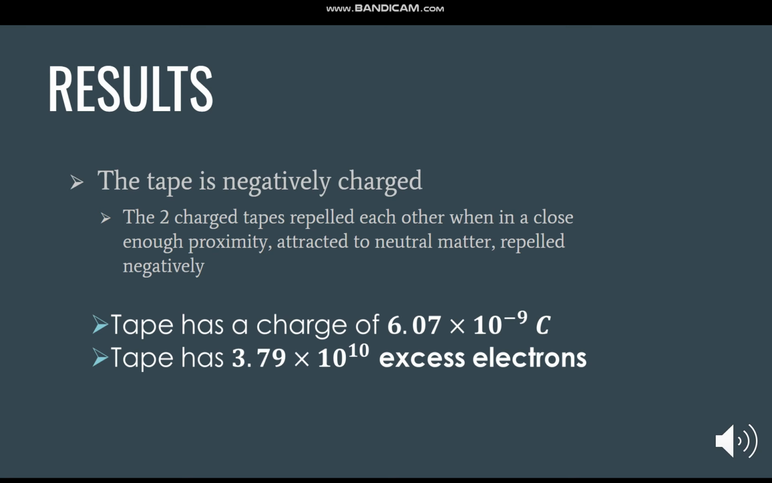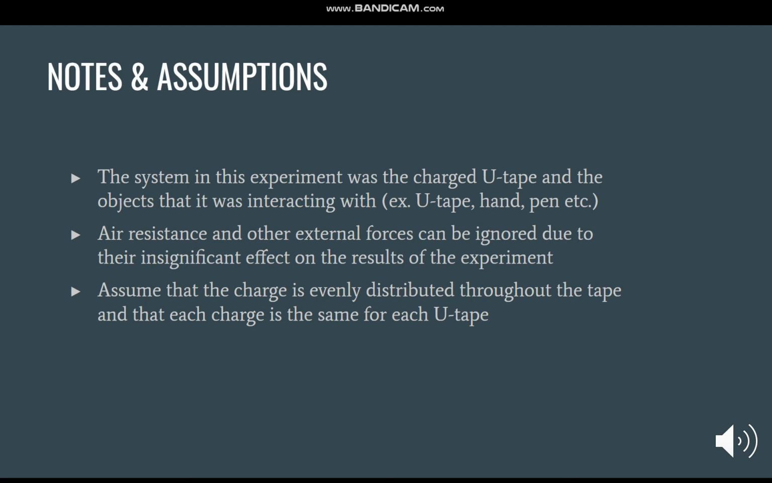So, a quick look into the results. The tape is negatively charged. The two charged tapes repelled each other when in close enough proximity. Attracted to neutral matter, repelled negatively. The tape has a charge of 6.07 times 10 to the negative 9 coulombs, and the tape has 3.79 times 10 to the 10 excess electrons.